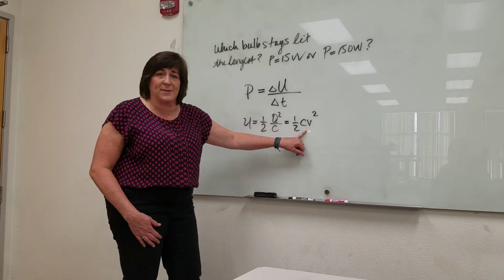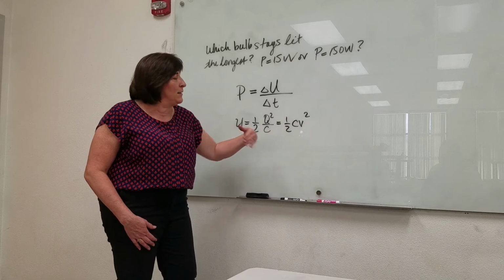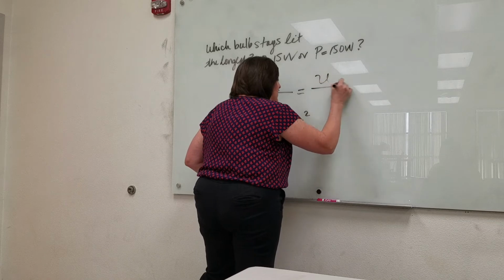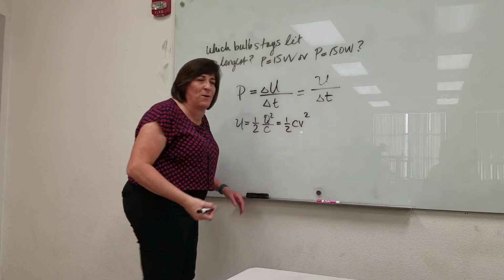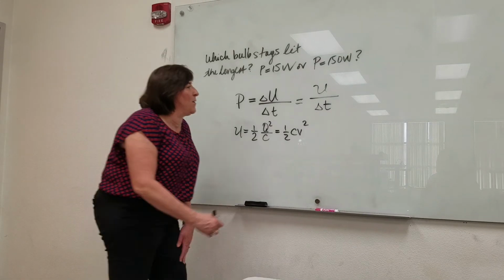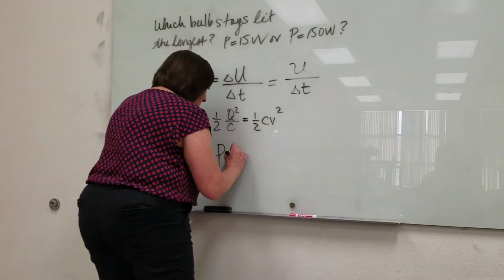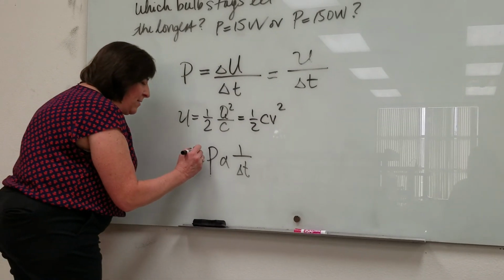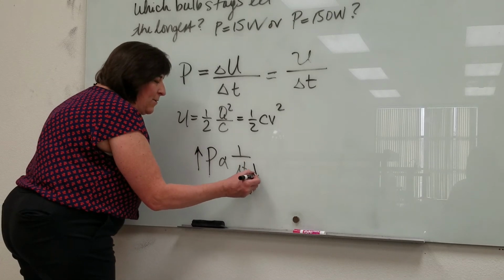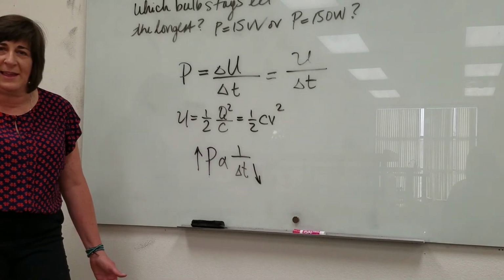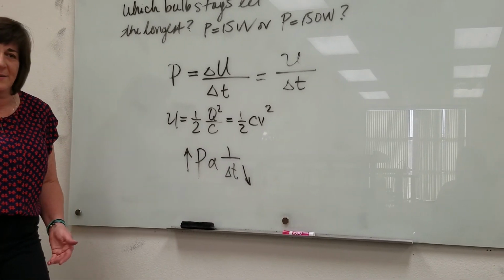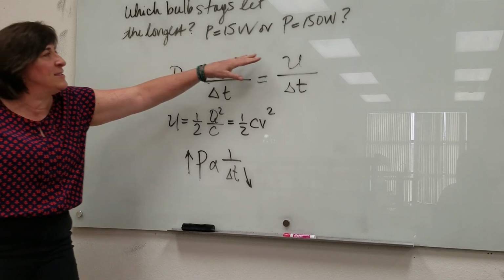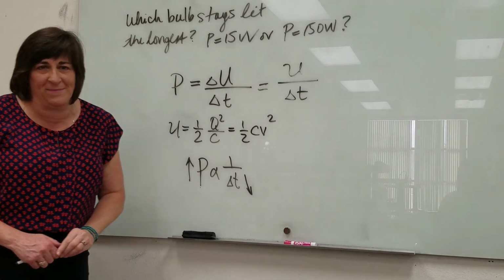We didn't change the capacitor. We didn't change the voltage we hooked it up to. We let it fully charge. So that U was a constant. So this was U, our capacitor's energy, divided by delta T, the time over which it stayed lit. So this means P is proportional to 1 over delta T, the time it stays lit. So the larger the power, the lower the time it will stay lit, because delta T is in the denominator there. So the 15-watt bulb will stay lit for the longest, the 150-watt bulb shorter. Okay.